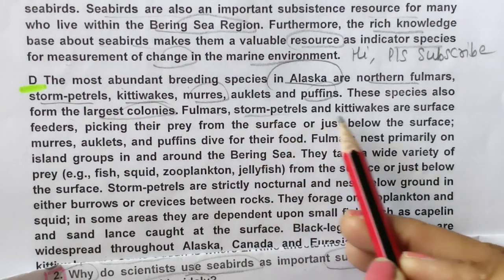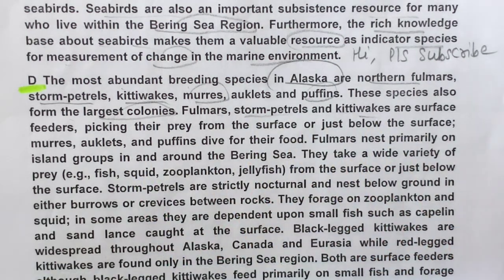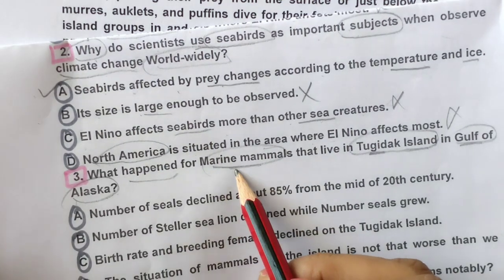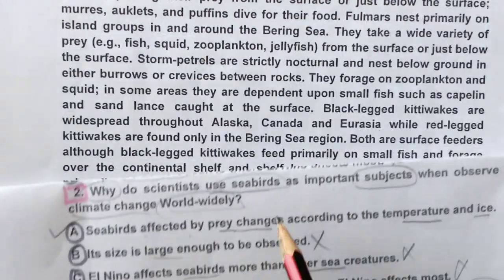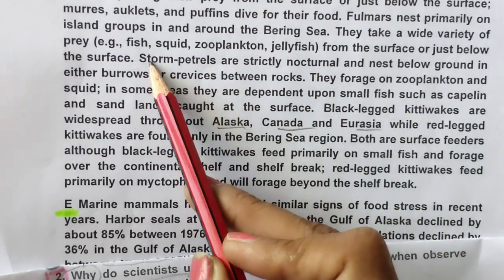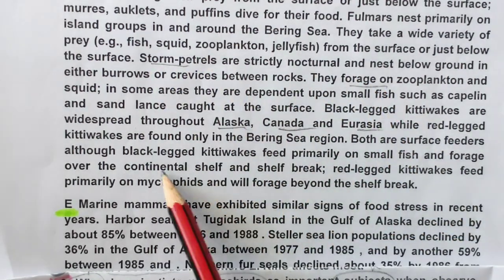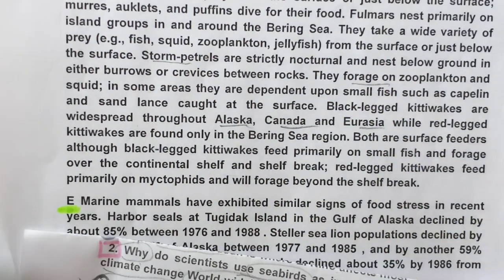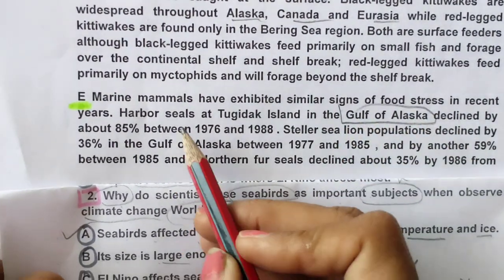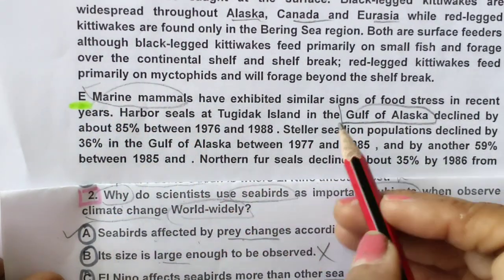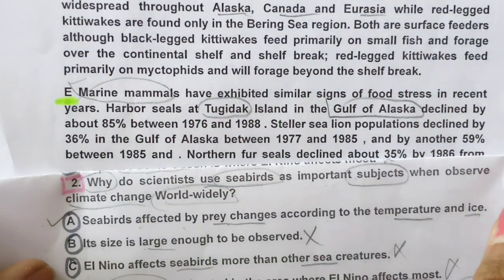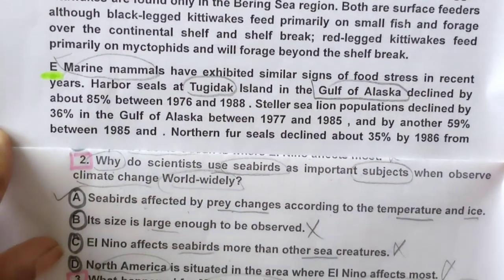I will not read it full because I am looking for another word, that is marine mammals, Tugidak Island in Gulf of Alaska. No, nothing is there. Yeah, in next paragraph I can see Gulf of Alaska, and marine mammals is also there, and this word is also there. Now this is the location we have got. Let's read this paragraph.